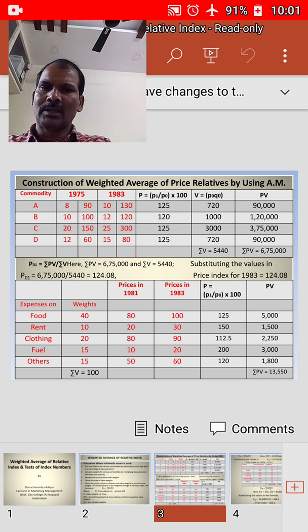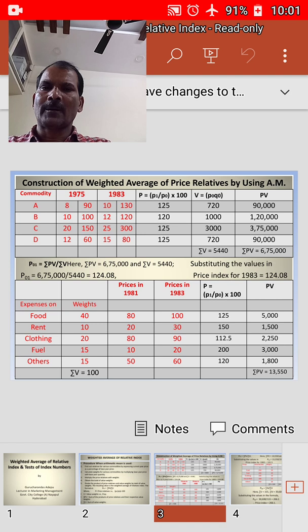Here, commodities are given, and for 1975 and 1983, the prices and quantities are given. First, the prices in 1975 are: commodity A 8, B 10, C 20, D 12, whereas quantities are 90, 100, 150, 60. In the year 1983, the prices are 10, 12, 25, 15, and quantities are 130, 120, 300, 80.